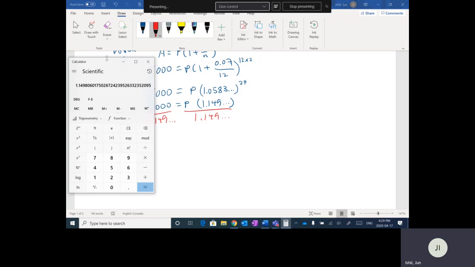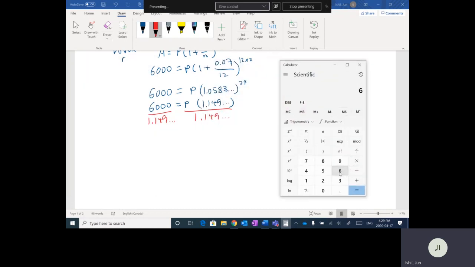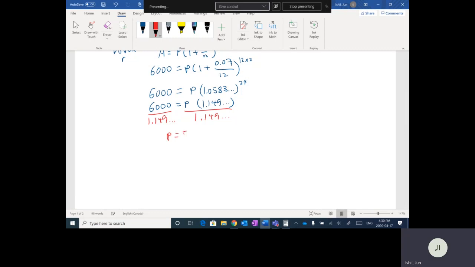All right, so it is 6,000 divided by that. There we go. So $5,218.27. 27 cents. Okay, now when we round it to the nearest 100, that's 5,200. All right.